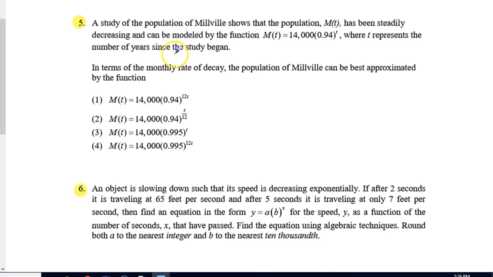Okay, this one asks us in terms of the monthly rate of decay, whereas here we have t representing the number of years since the study began. So t is still the number of years. That hasn't changed. That can't change. But we need to represent it in terms of the monthly rate of decay. And so that's really the key here, is getting that monthly rate of decay.